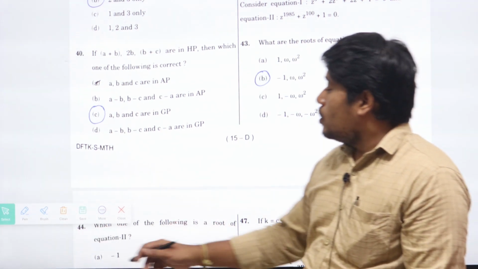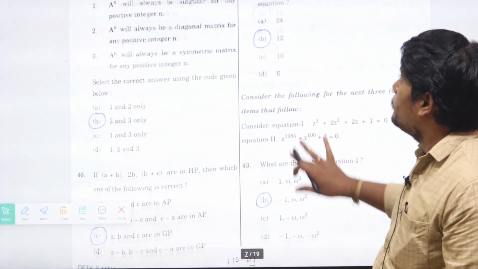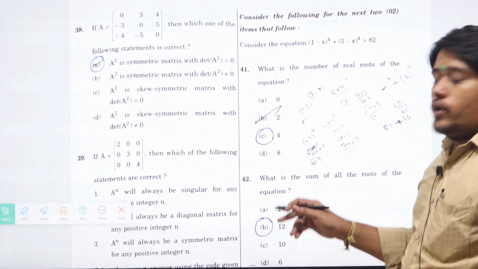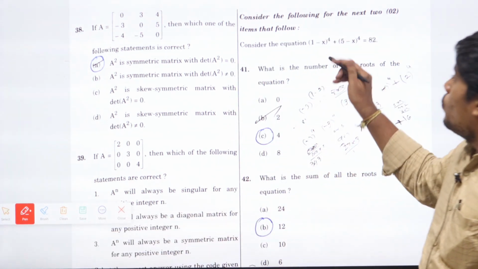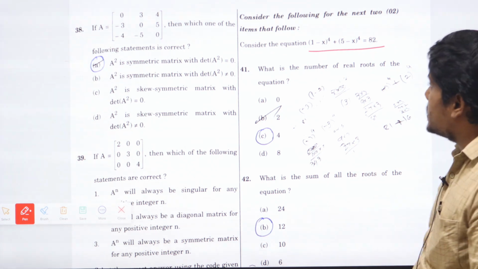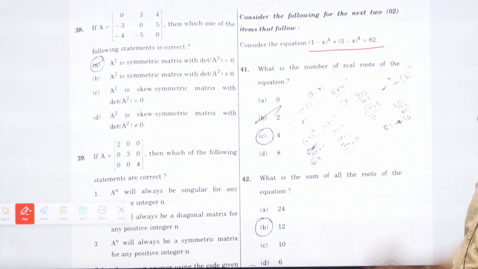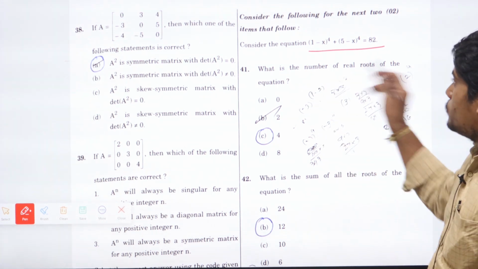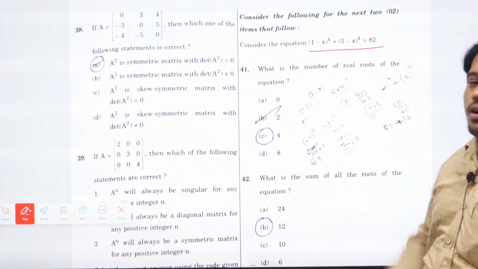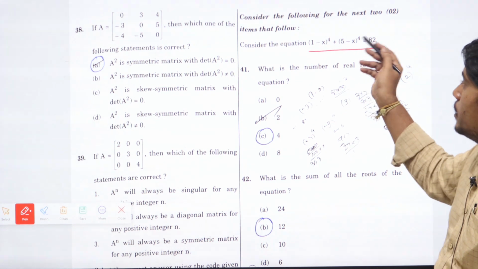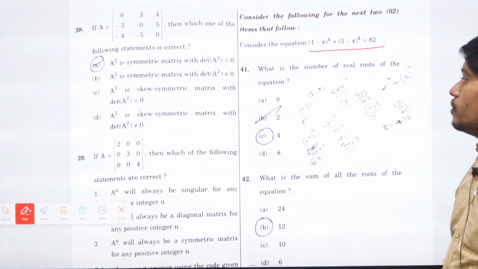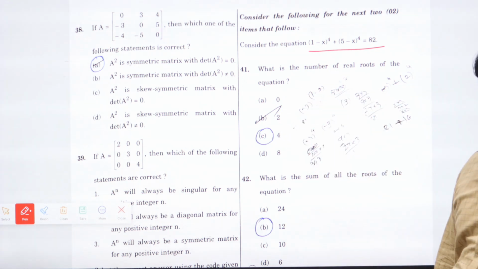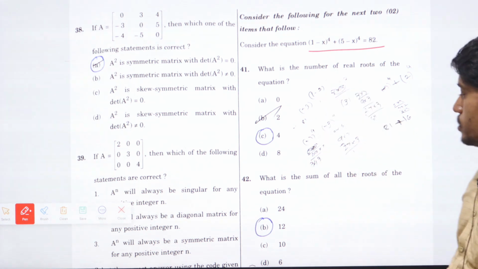So next, question number 41. Consider the equation (1 minus x) to the power of 4 plus (5 minus x) to the power of 4 is equal to 82. What is the number of real roots of the equation? So first expand (1 minus x) to the power 4 using the algebraic identity, and (5 minus x) similarly using the algebraic identity. We have to factorize. We get the number of real roots as 4 for this equation.